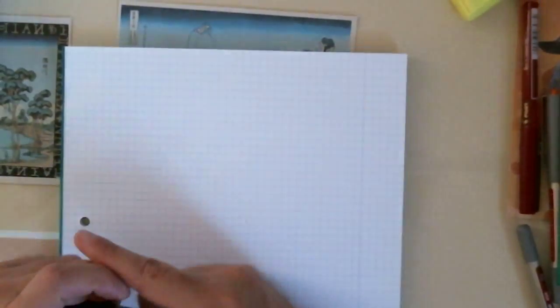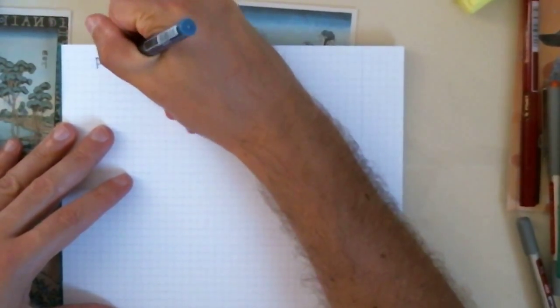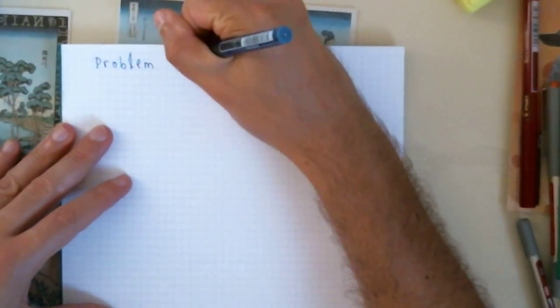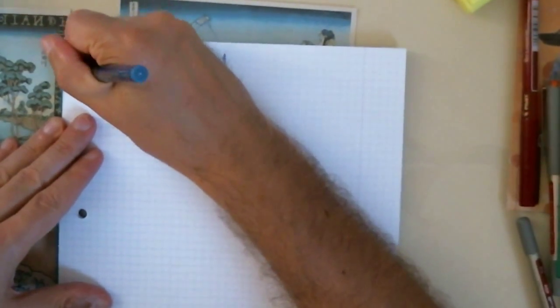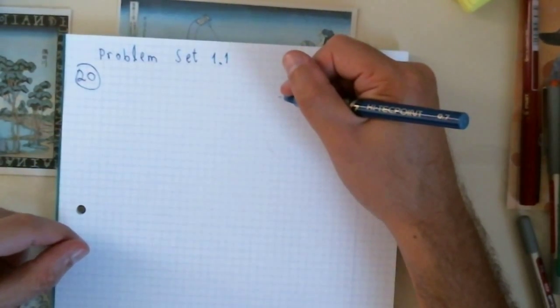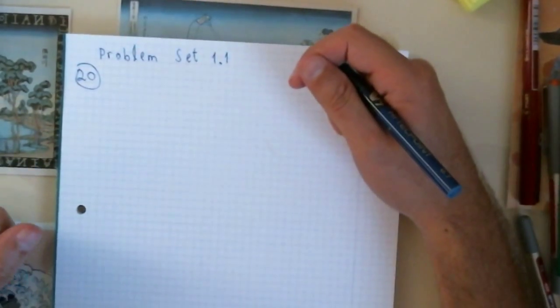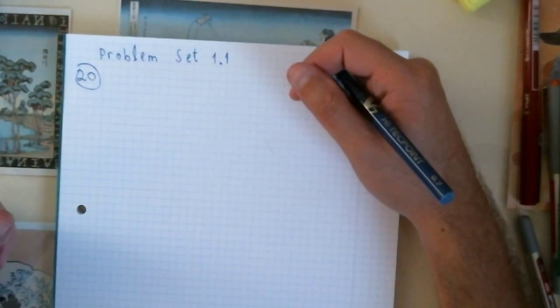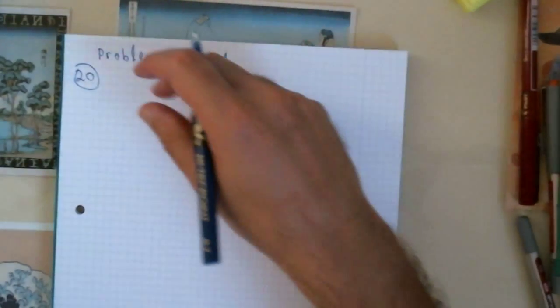Hi everybody, we are still in problem set 1.1, and we are now in question 20. Question 20 and all the questions between 20 and 25 talk about the figure in the previous page, figure 1.5b, which is this figure at the bottom of page 9. So let's copy it so we can see it.